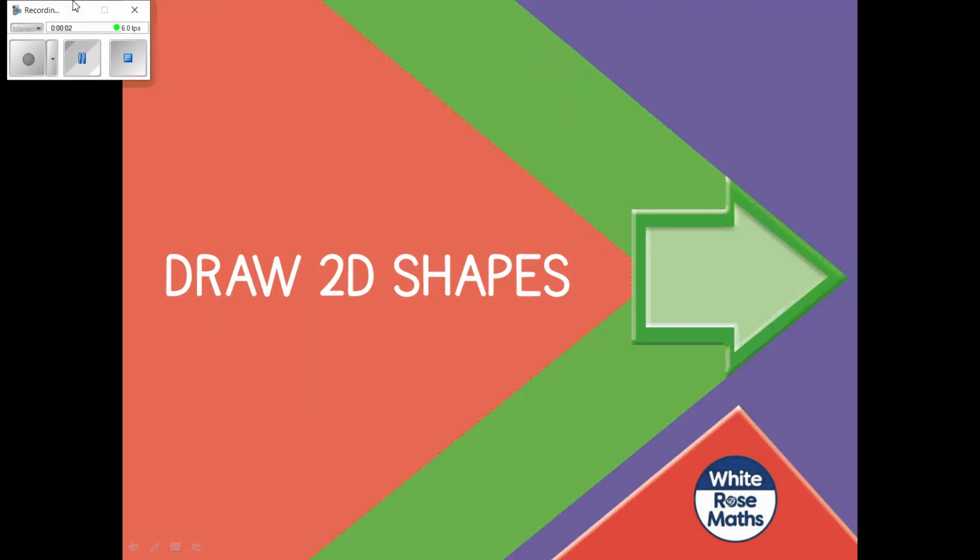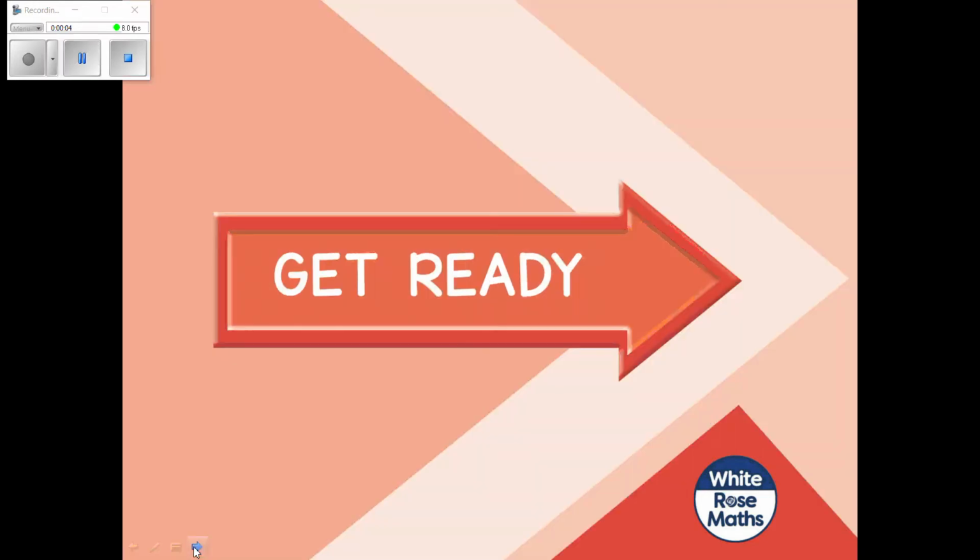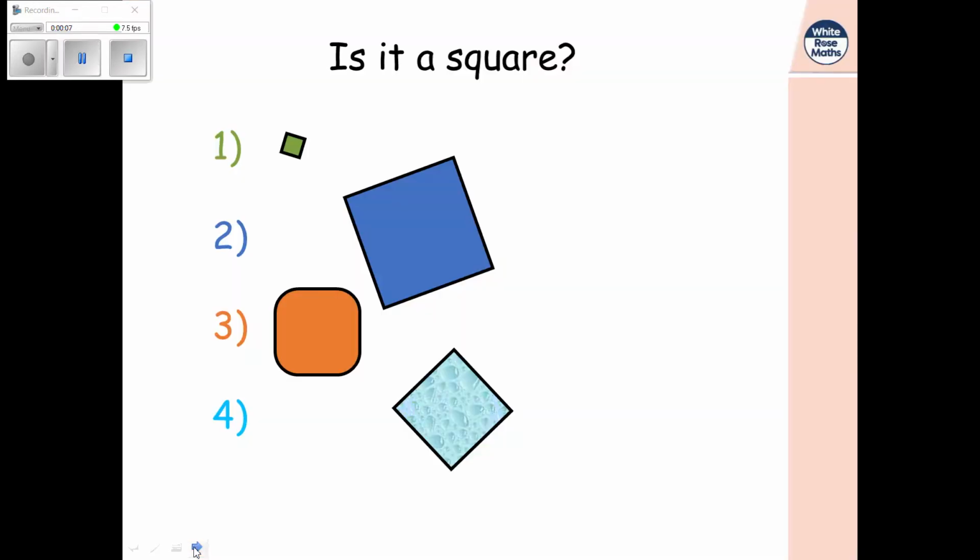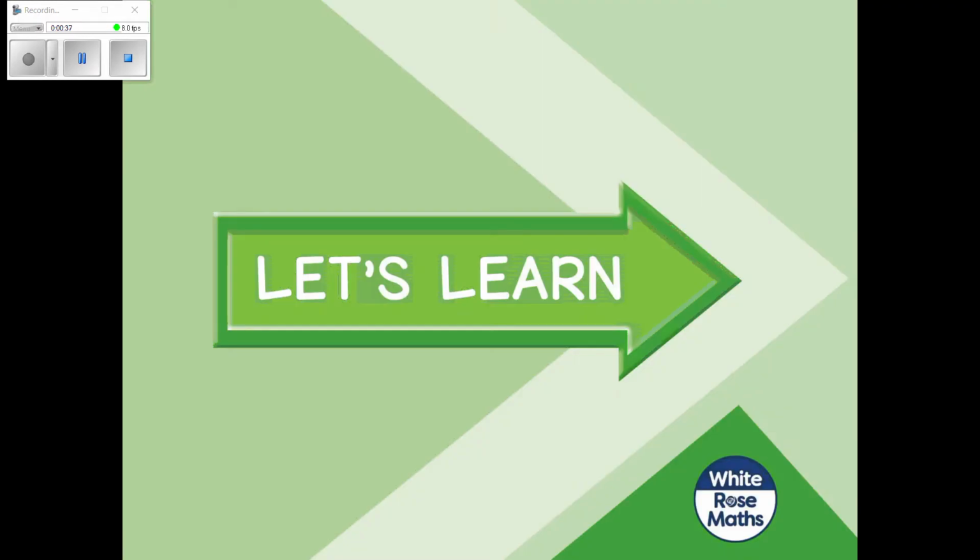Draw 2D shapes. So is it a square? Pause here to have a think. So yes, this one is a square. It has 4 sides and 4 vertices. Yes, this is a square again, 4 straight sides and 4 vertices as well. So no, this has no straight sides. They are curved edges as well. So there are no vertices either. And again, yes, 4 straight sides and 4 vertices as well. It is a square.